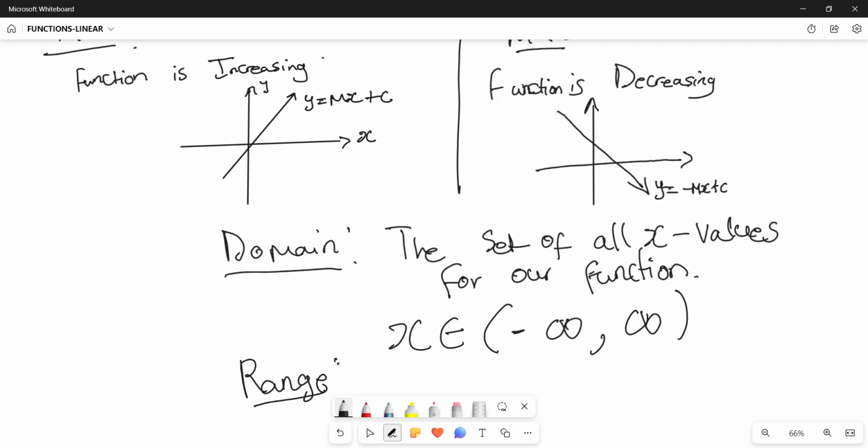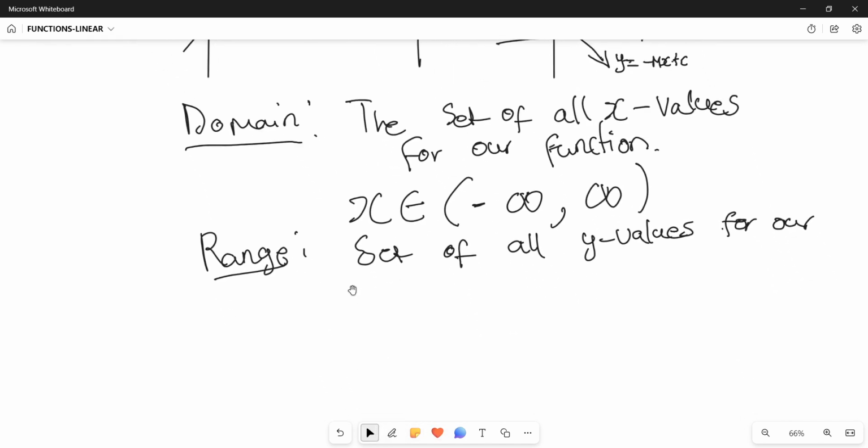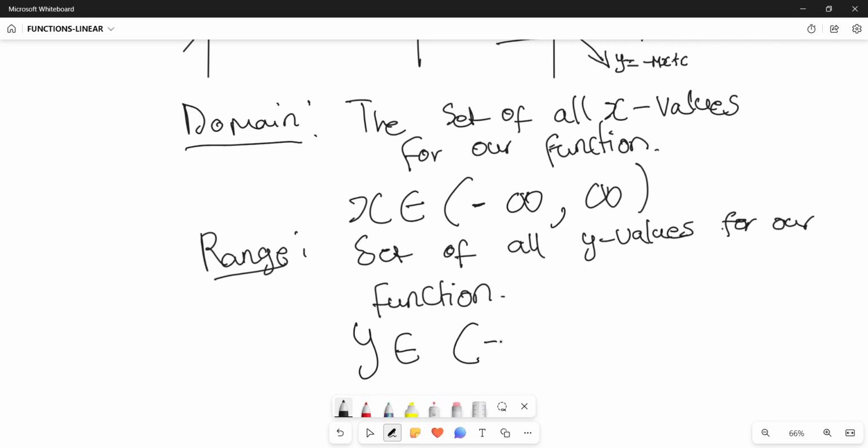So the range will be what? The set of all y values for our function. Given our linear function is defined everywhere, y will also be from negative infinity to positive infinity. That's the range for our linear function.